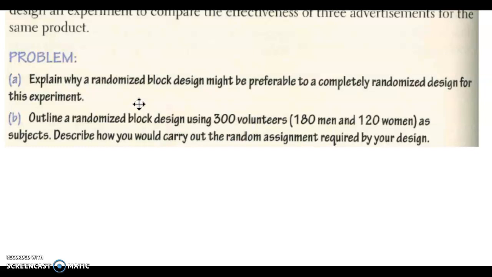And then once the women are separated, there's 120 of them. You're going to randomly assign them to 3 groups. How do you do that? You must explicitly spell that out.